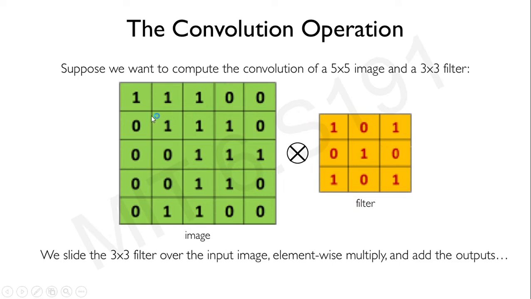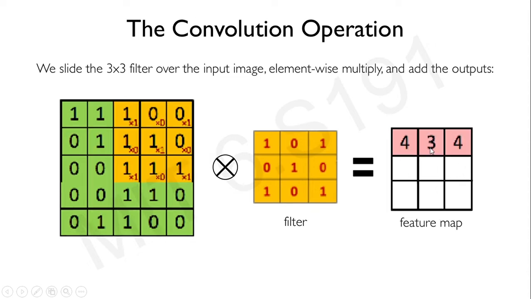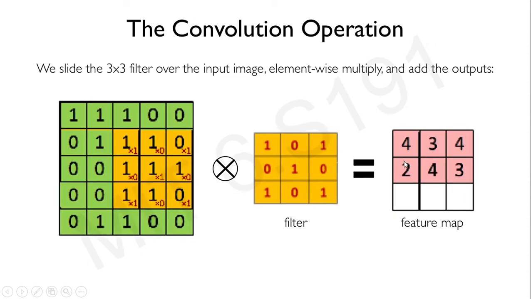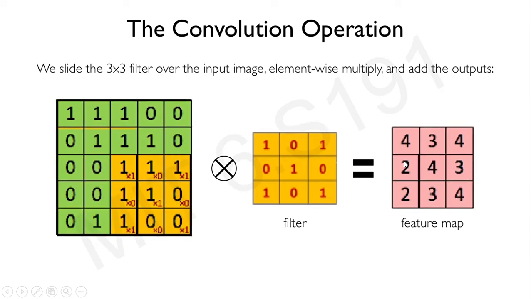To do this, we need to cover the entirety of this image by sliding this filter by one stride over the image, performing element-wise multiplication at each step, and adding the outputs that result after each element-wise multiplication. This gives us our first entry, then the second, and so on. We continue this process until we have covered the entirety of this image. And that's it. This is convolution.